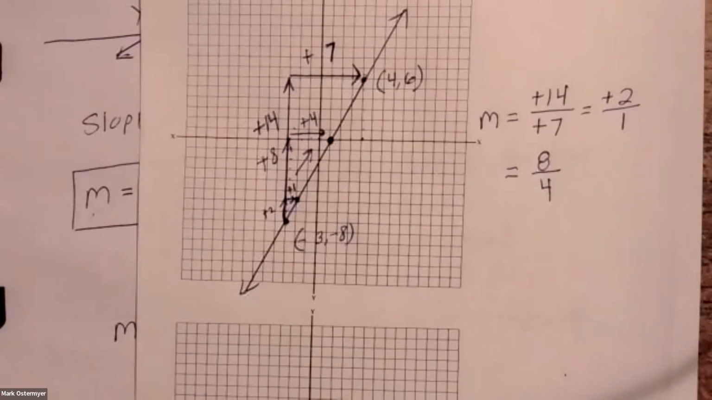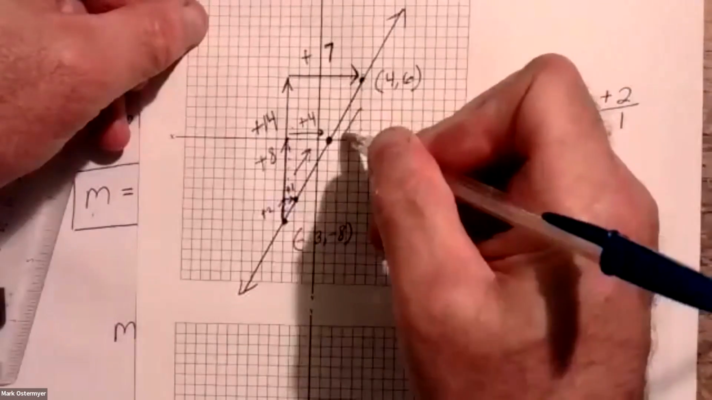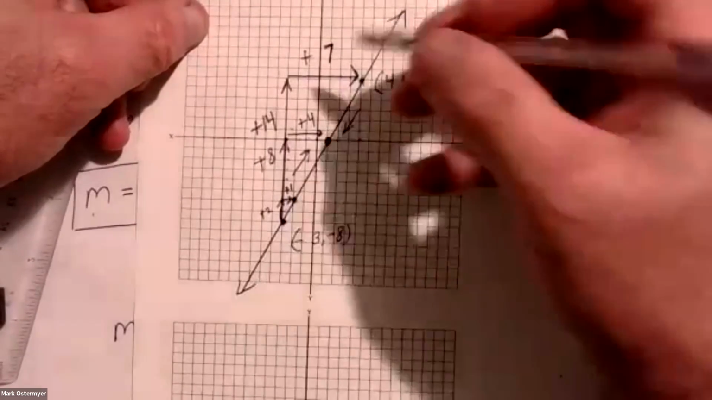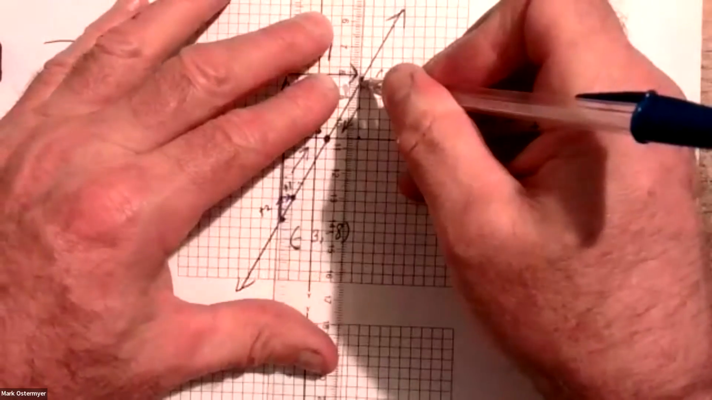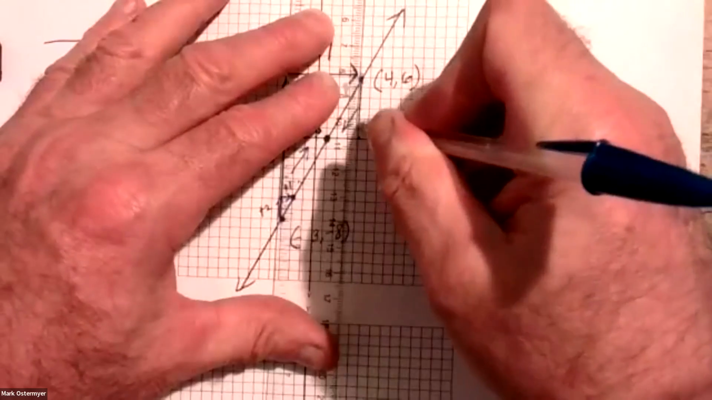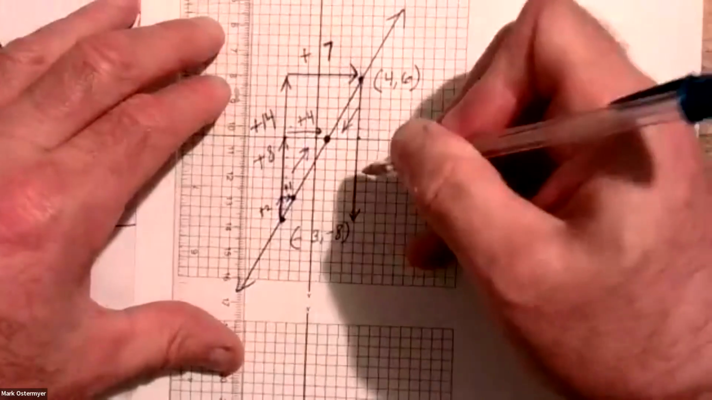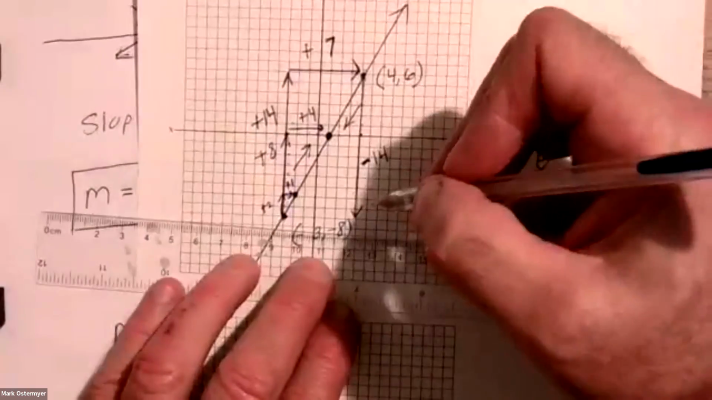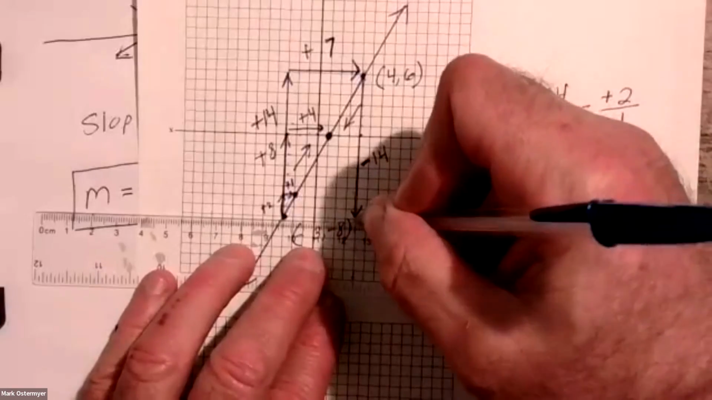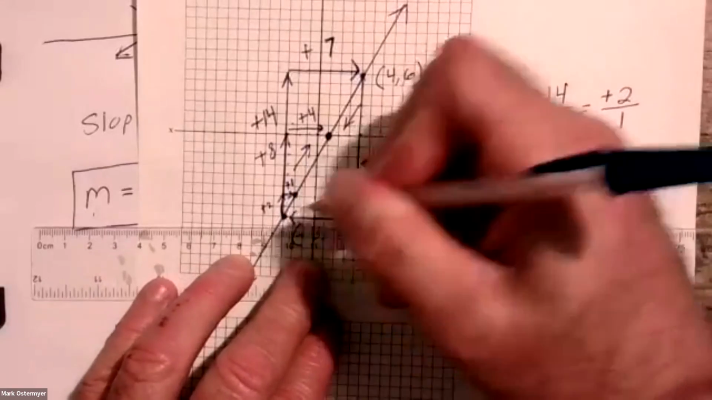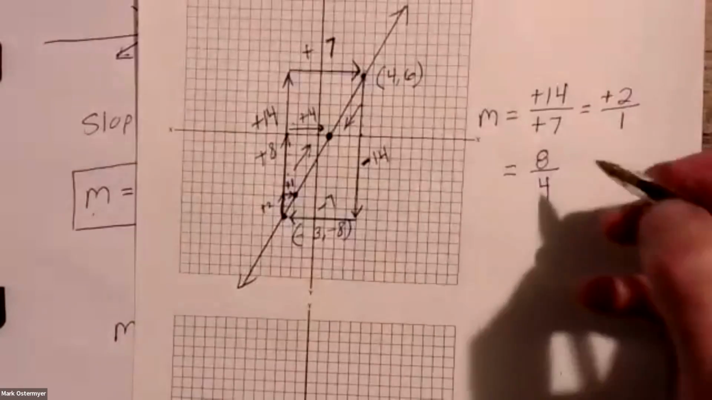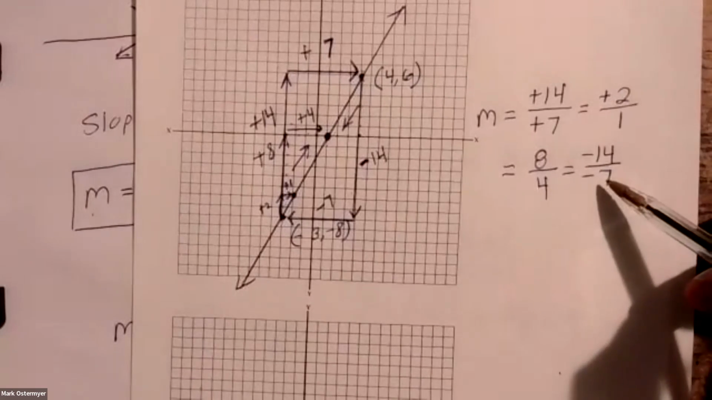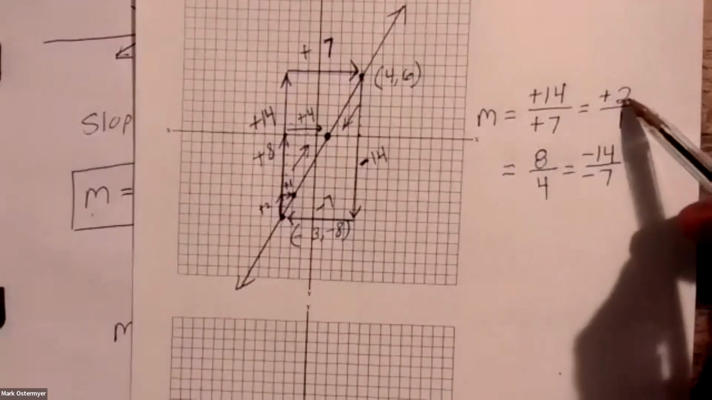Or check this out. What if I was at this point, I decided to walk down this line from this point down to this point? Now what would be my rise? My rise now is going to be not positive 14, but it's going to be what? It's going to be negative 14 because I'm going in the negative y direction. And my run would be not positive 7, but it would be negative 7 because I'm going in the negative x direction. But ladies and gentlemen, you agree that negative 14 over negative 7 is the same thing as positive 14 sevenths, which is the same thing as 8 fourths, which is the same thing as 2 over 1.